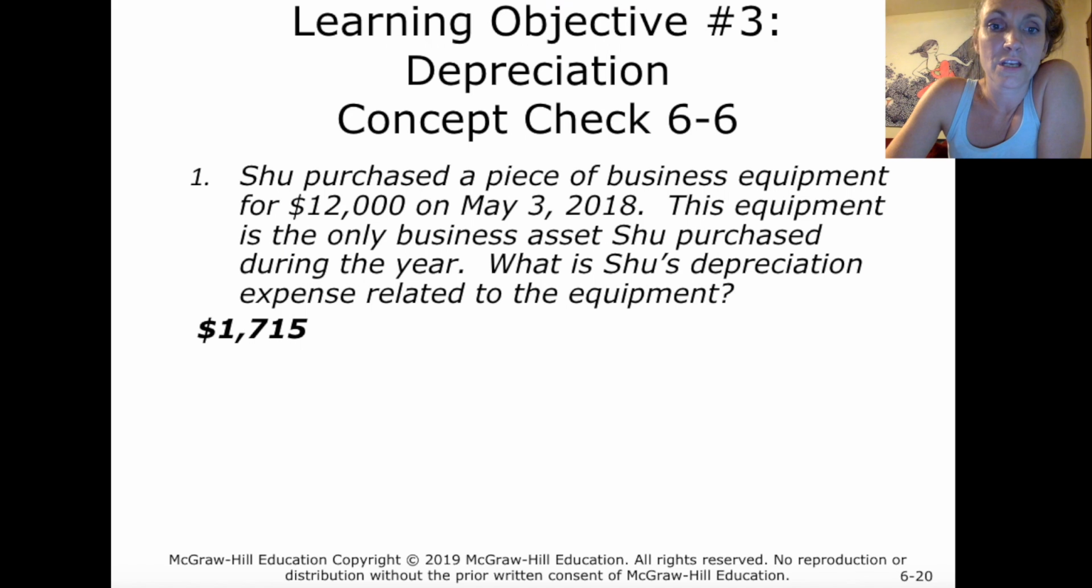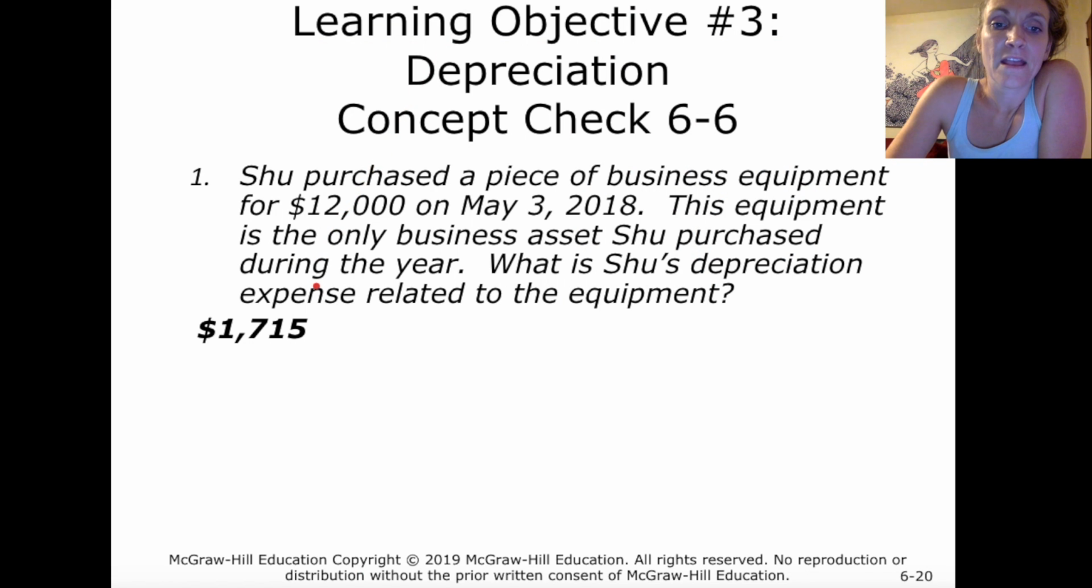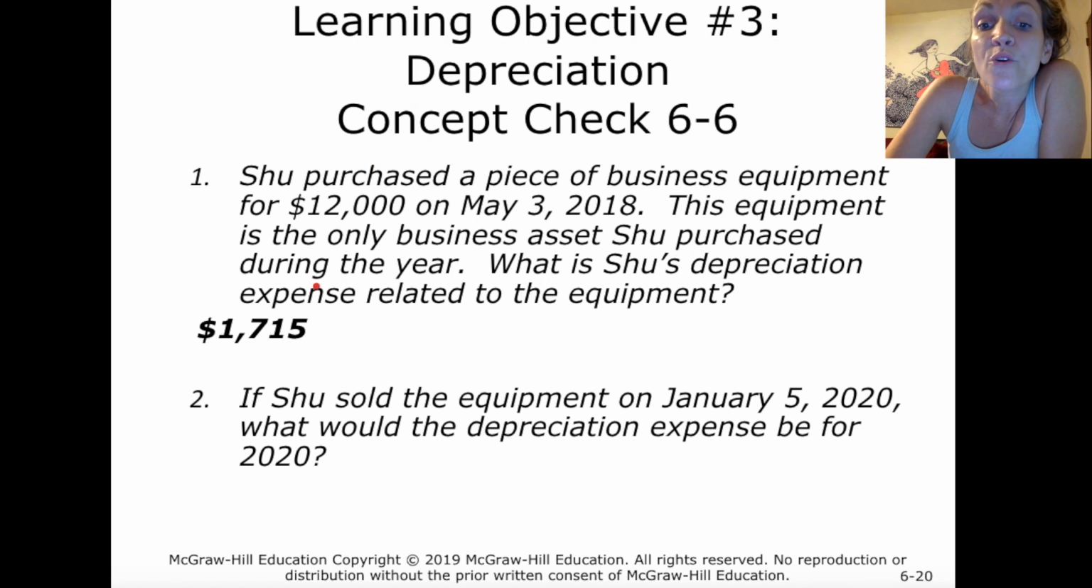$1,715, which is right, since 20% would have been different, so it's going to be this 14.29. That looks about right. And then if she sold the equipment on January 5th, 2020, what would the amount be?